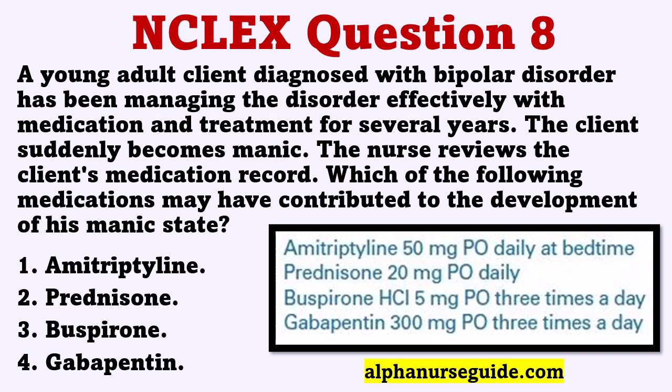A young adult client diagnosed with bipolar disorder has been managing the disorder effectively with medication and treatment for several years. The client suddenly becomes manic. The nurse reviews the client's medication record. Which of the following medications may have contributed to the development of his manic state? 1. Amitriptyline. 2. Prednisone. 3. Buspirone. 4. Gabapentin.